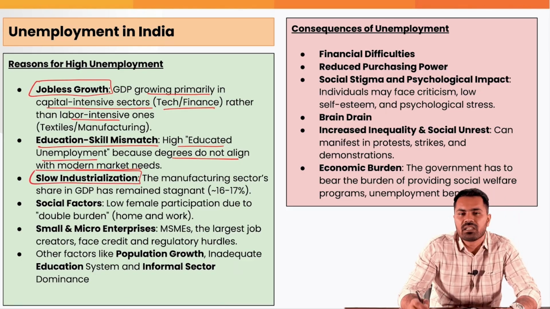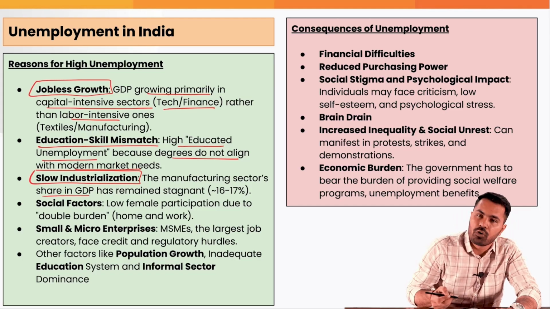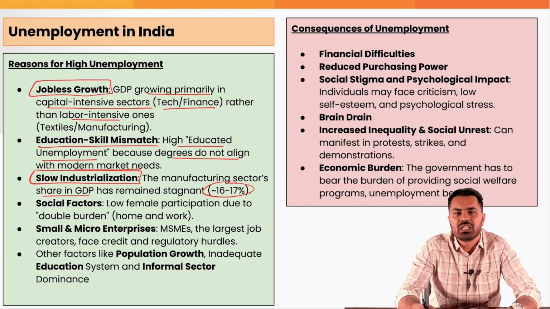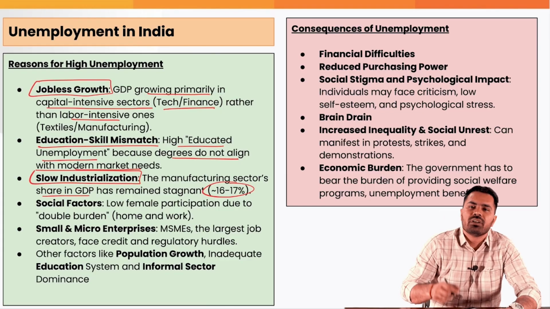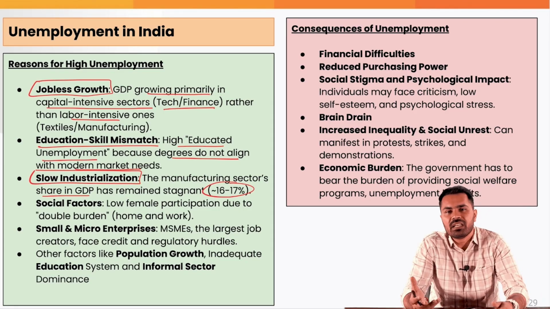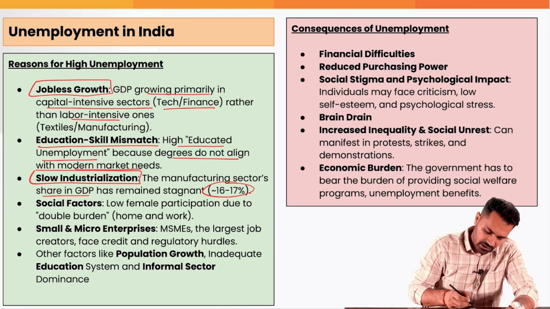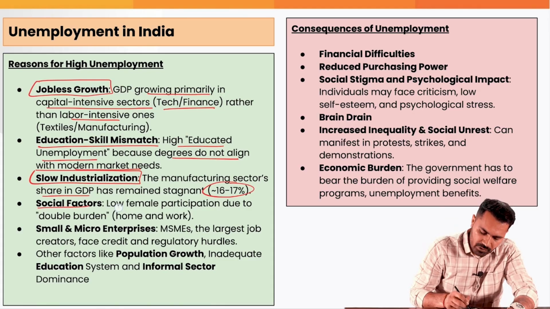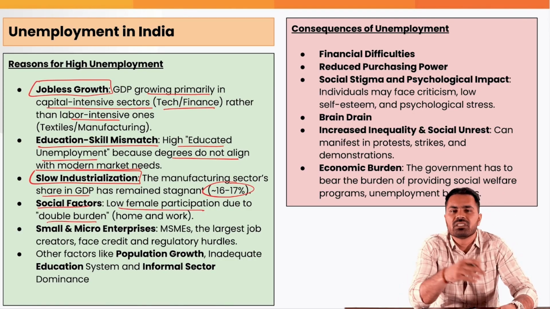Then you have slow industrialization. The pace of industrialization, the growth of manufacturing in India is very slow, and the share of manufacturing in GDP is stagnant around 16 to 17%. We have a target of taking it up to 25%, but still we are not able to achieve it. The Make in India program and the Atmanirbhar Bharat program are still insufficient to increase the share of manufacturing in our country. Then you have social factors like low female participation. Why? Due to the double burden of home and work. In fact, apart from this, there is a safety issue, there is an infrastructure issue for women. Women do not have basic amenities like toilets in the workplace.